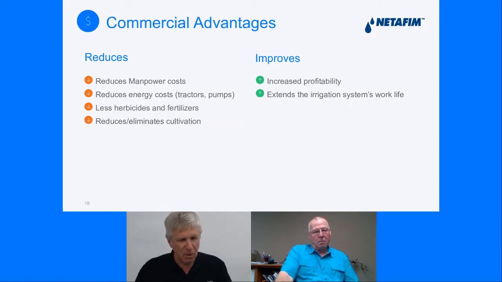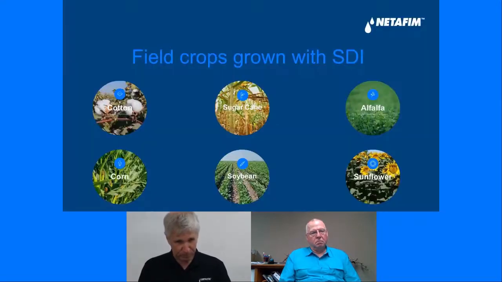Okay. Commercial advantage: reduces manpower cost, reduces energy cost. Less tractors, less pumps, less herbicide and fertilizers, eliminate cultivation. I wouldn't say eliminate, but we can reduce the cultivation to a minimum. On the other hand, we increase profitability and extend the irrigation system work life, like I mentioned before.